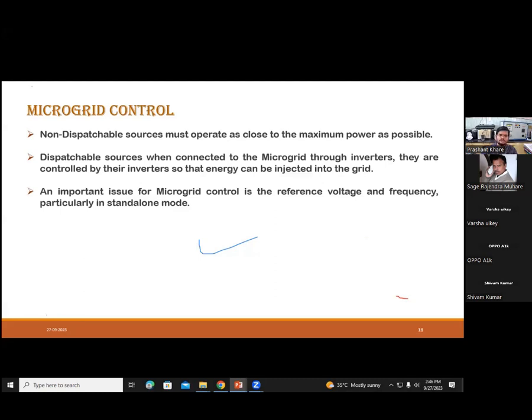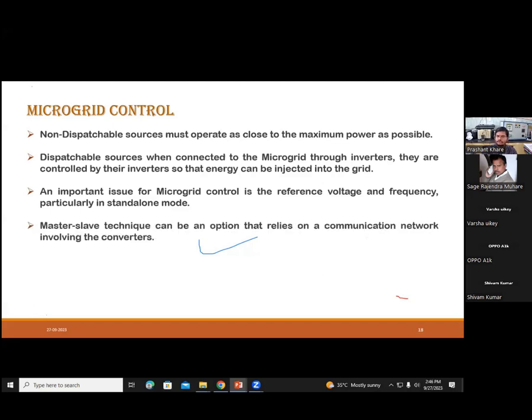Okay. So see, reference voltage and reference frequency is a very important term in microgrid control, because in grid connected mode, you can take the reference voltage and reference frequency from the grid side, and you can regulate your DERs based on that particular frequency and voltage. But in standalone mode, in islanded mode, when the grid is not available, getting the voltage and frequency reference is very difficult. So for that, you have to follow some master slave technique.